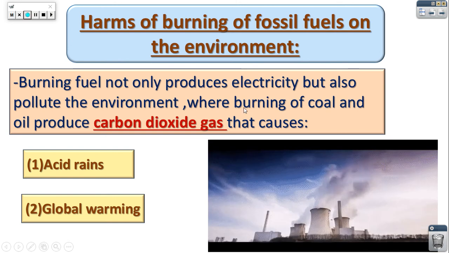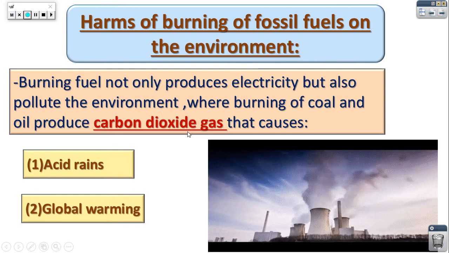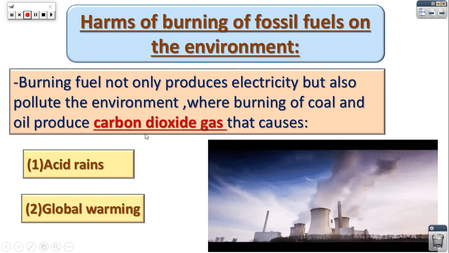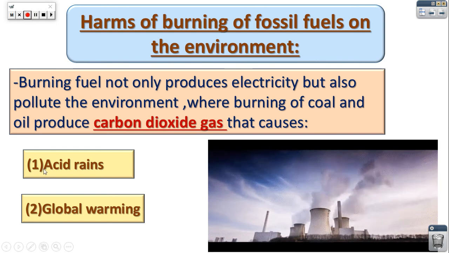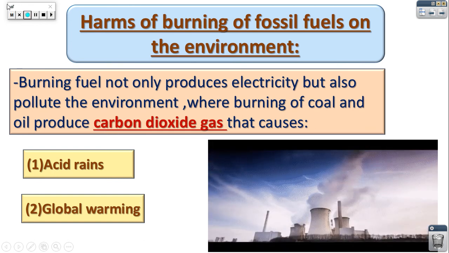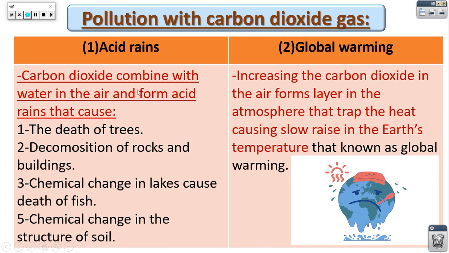So burning of coal and oil produces carbon dioxide, and we know burning of anything produces which gas? Carbon dioxide. And burning of fossil fuel produces carbon dioxide. This carbon dioxide makes acid rains and global warming. What is the meaning of acid rains and global warming? Acid rains. This rain is not a normal rain. It's acid rain, which is a very harmful rain in our environment.